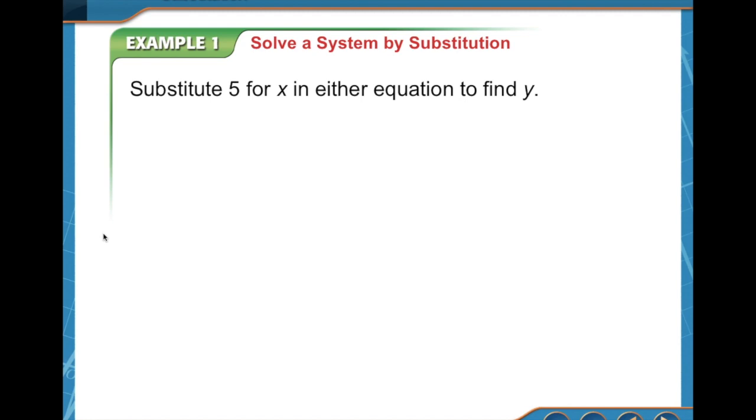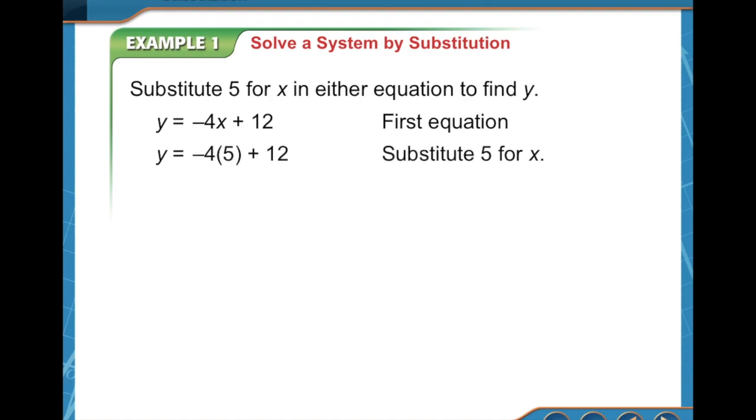Okay, so let's substitute 5 for x. Say we do it in our first equation. It would work with either one, but just for the sake of having to choose one, we use the first equation. So that's what we start with. Now change the x to a 5, and now all we have to do is multiply through, simplify, and our y value is staring us in the face.